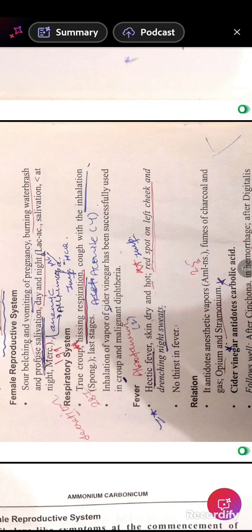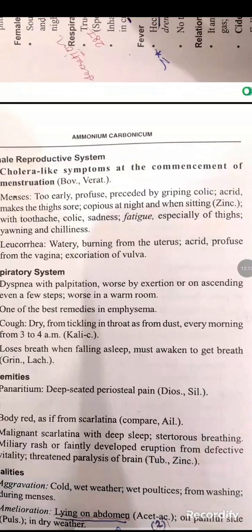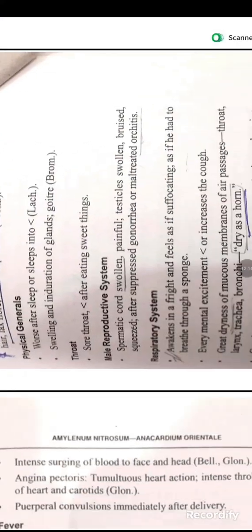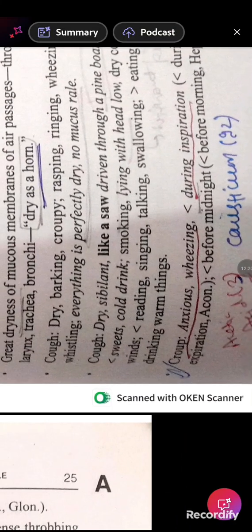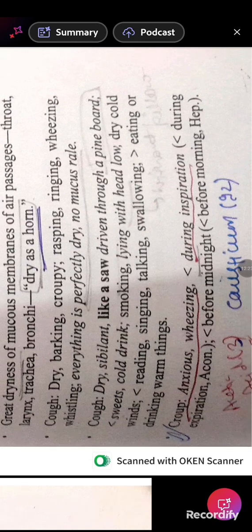Cough with inhalation and cough with exhalation, cough during morning, cough during midnight, we will read about this in spongia medicine. Go for page number 287, spongia 287. Yes, this is spongia 287. Last point: croup, anxious wheezing, aggravation during inspiration, this is spongia. During inhalation there is acetic acid, and during expiration this is aconite. Aggravation before midnight is spongia too, and aggravation before morning is hepar.